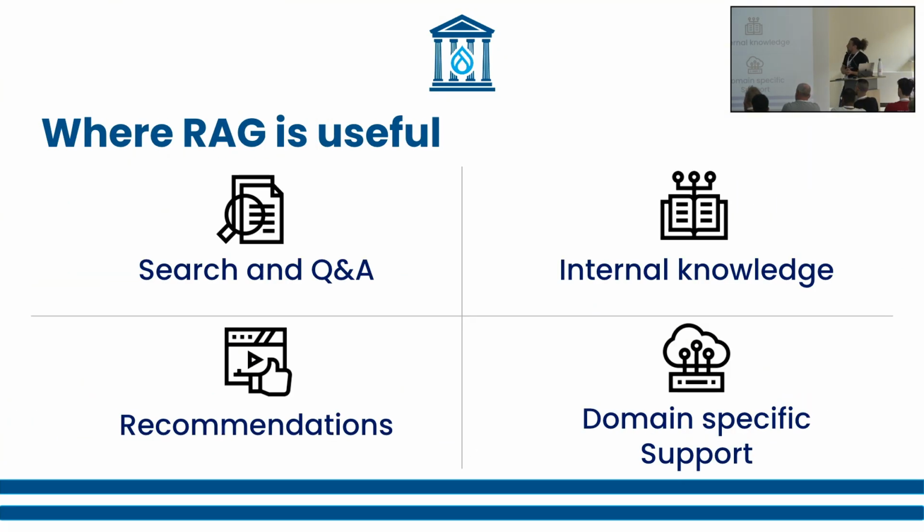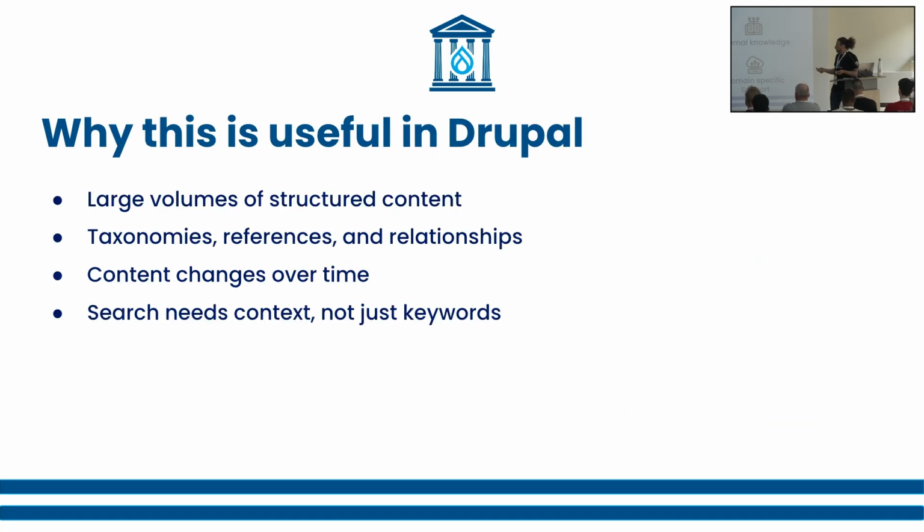So it's useful in many places. So the search and Q&A. If your company has internal knowledge that you want to add, and want to use the LLM to produce documents or other things, recommendations for e-commerce, for example. And then if you have a customer support chatbot and you want to kind of train the LLM or give the information about your product to the LLM, then you can have domain-specific support.